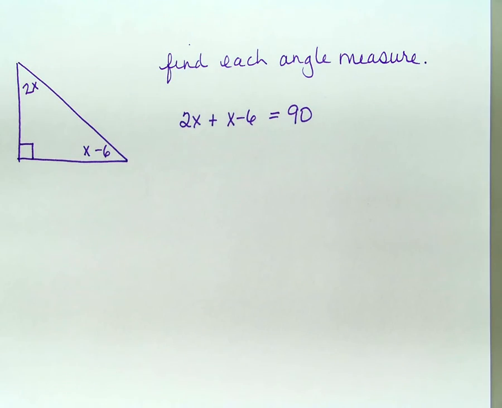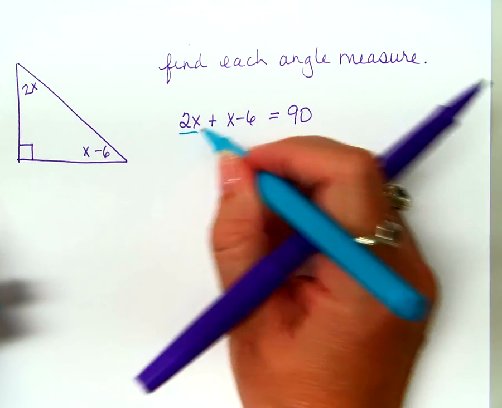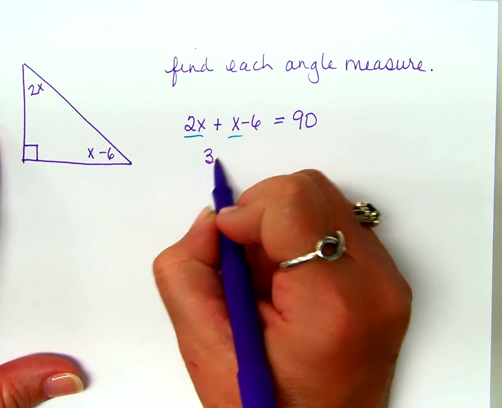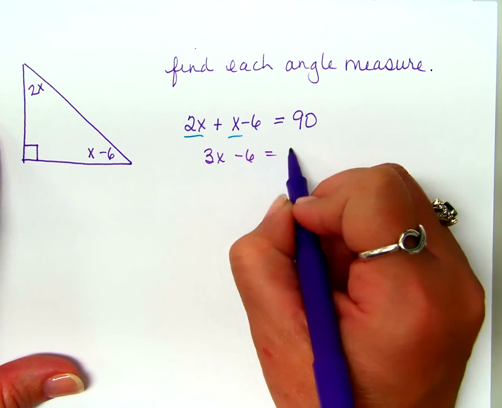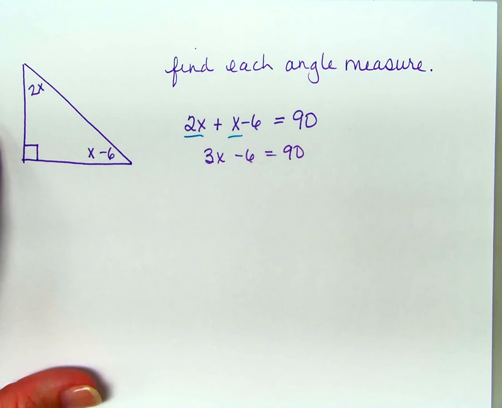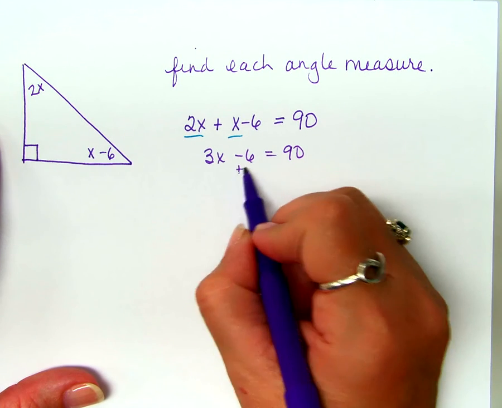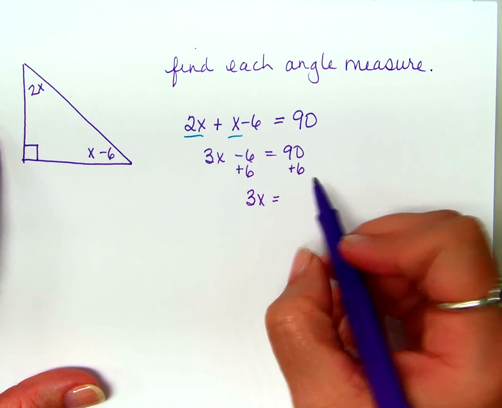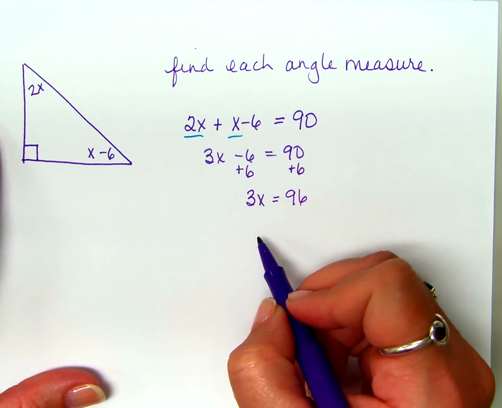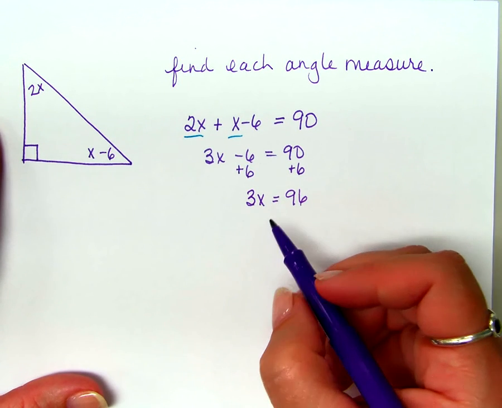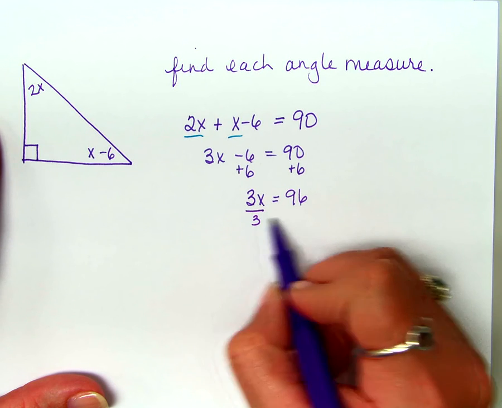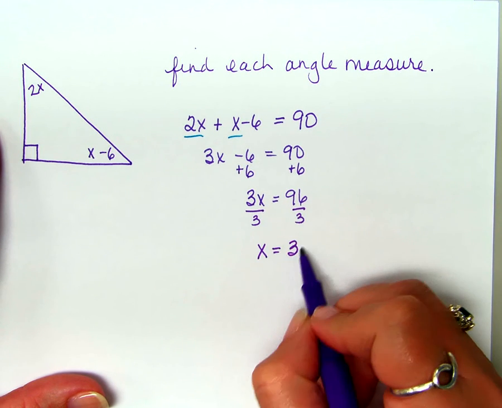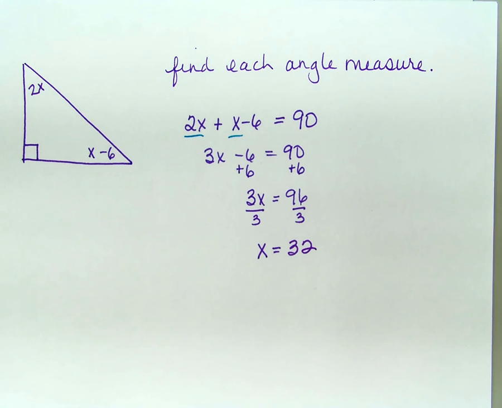Combine our like terms. So I've got a 2x and an x. What does that give me? 3x. 3x minus 6 equals 90. Add 6. 3x equals 96. And then? Divide everything by 3. X equals what? 32. Done, right? I'm done.